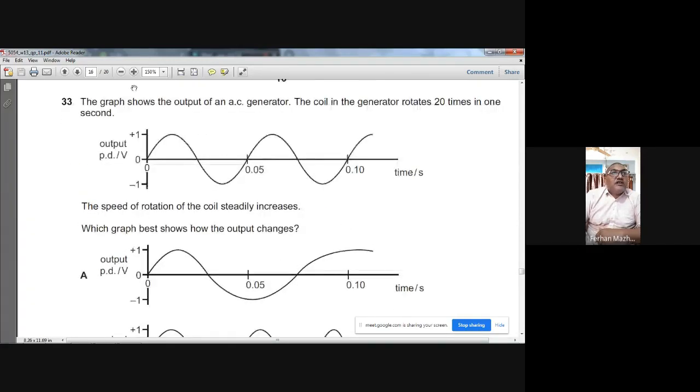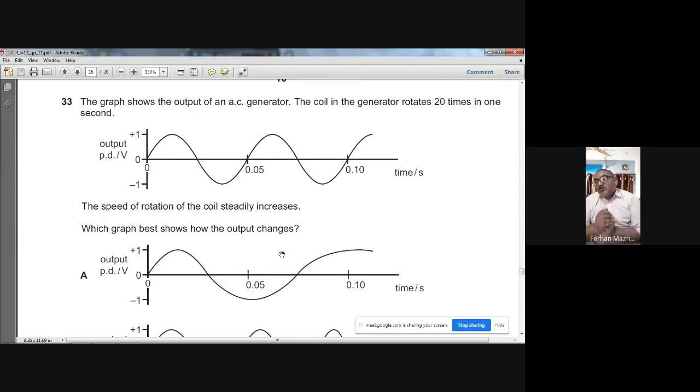Now the question number 33. The graph shows the output of an AC generator. The coil in the generator rotates 20 times in 1 second. The time period shown here is 0.05 second. The speed of the rotation of the coil steadily increases. Which graph best shows how the rotational speed of the coil has increased?